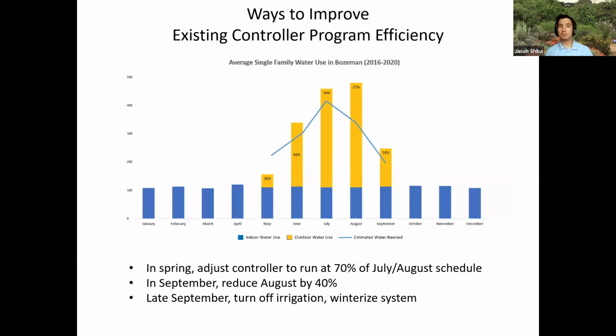Another way to improve the efficiency of your existing sprinkler system is to make sure you're adjusting your sprinkler timer seasonally, so that when spring comes along, we've adjusted our sprinkler system to say 70% of what we would water during the highest months of say July and August. Then reducing that irrigation even further as we move into fall and September, and then of course turning that system off and winterizing it as we move into those cold, freezing months, and then repeating it again.